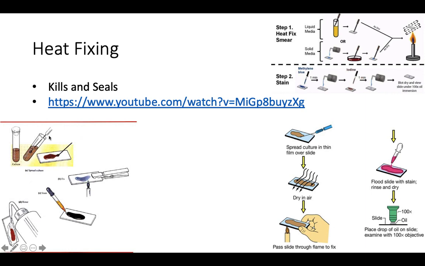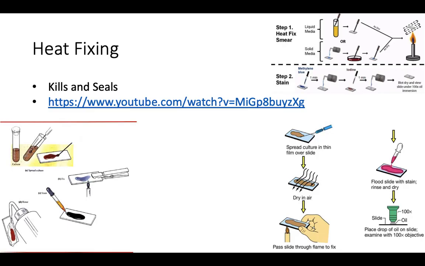So heat fixing is going to do two things. You're going to put a little sample, a little liquid. You may have to put a drop of water and put some bacteria in that drop of water if it comes from a petri dish. If it comes from a broth culture, you can just use the liquid itself from the broth. So heat fixing is going to do one of two things. It's going to kill the bacteria. We don't want living bacteria on our slide. That would be bad. So we're going to kill them.